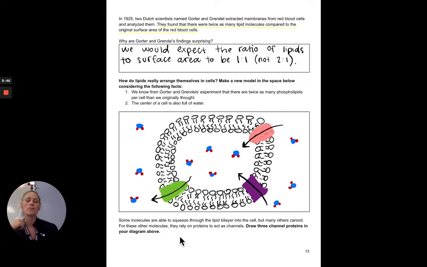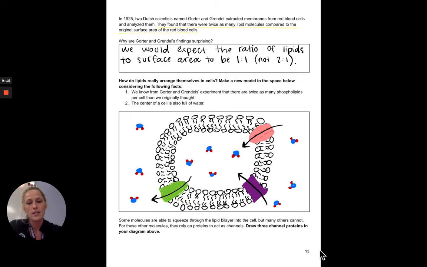So in your diagram, you can just draw 3 different proteins. Your proteins are going to be completely embedded in the membrane. One side of the protein is going to face outward, outside the cell, and the other side is going to face in the cell, right? So that these molecules can pass through this lipid bilayer. So this is kind of how we represent it. I just drew my proteins as blobs or squares or circles.